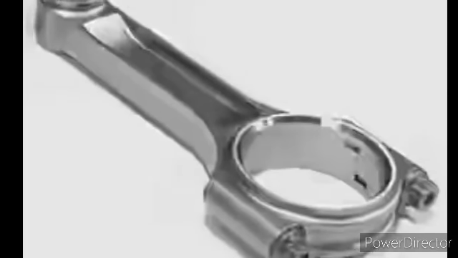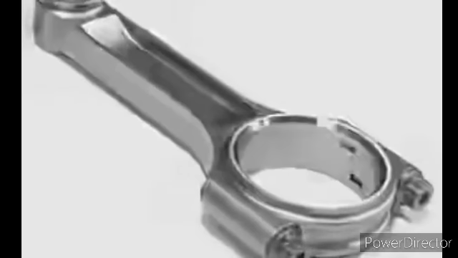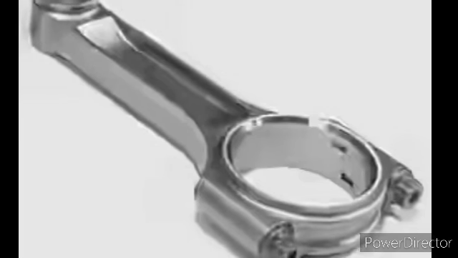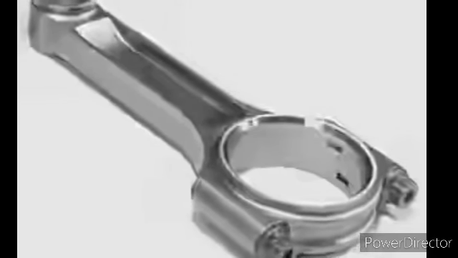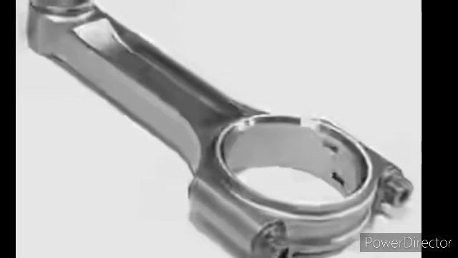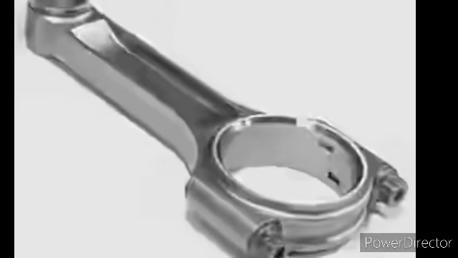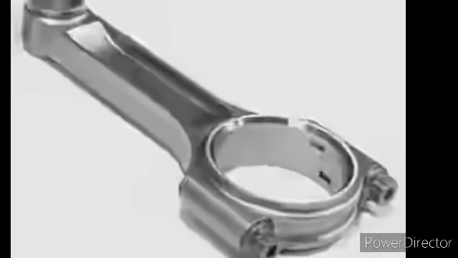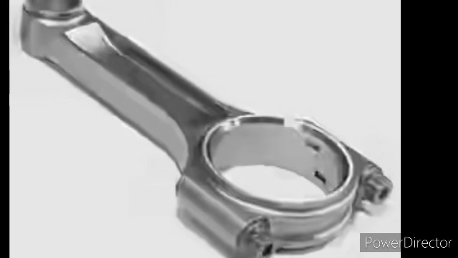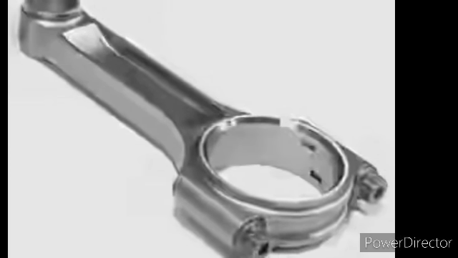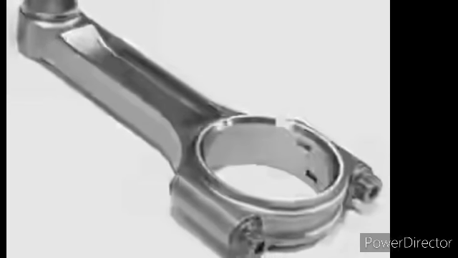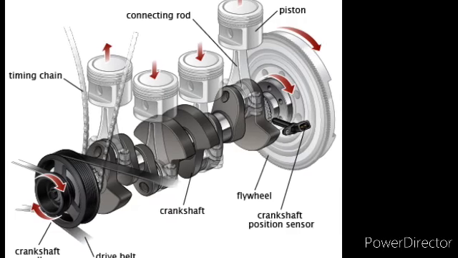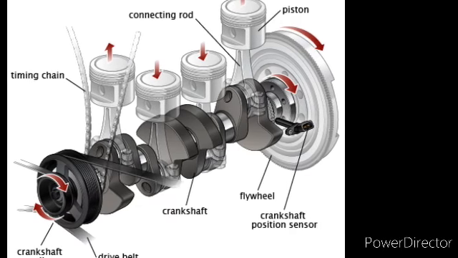Connecting rod. One end of the connecting rod is connected to the piston through the piston pin, while the other is connected to the crank through the crank pin. It transmits the reciprocating motion of the piston to the rotary crank. There are two ends of the connecting rod. One is known as the big end and the other as the small end. The big end is connected to the crankshaft and the small end is connected to the piston by use of the piston pin. In this picture, the other part of the engine is the crankshaft.